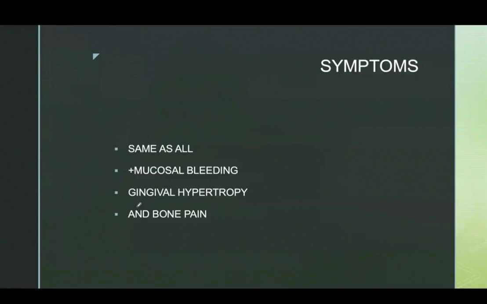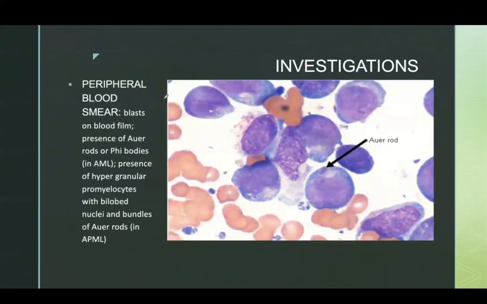Next, symptoms are the same, but here mucosal bleeding, gingival hypertrophy, and bone pain are very common. Especially when you find something like gingival hypertrophy, make sure you are dealing with an AML compared to all the other leukemias, especially gingival hypertrophy and mucosal bleeding. That MCQ has been asked so many times in part 1. I hope all of you are aware of it.